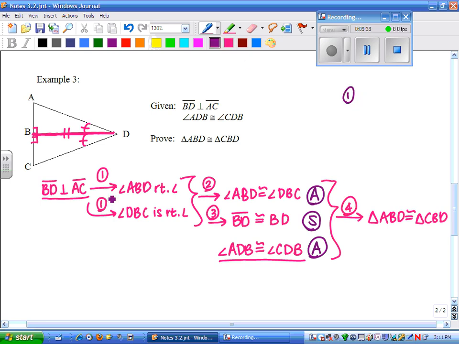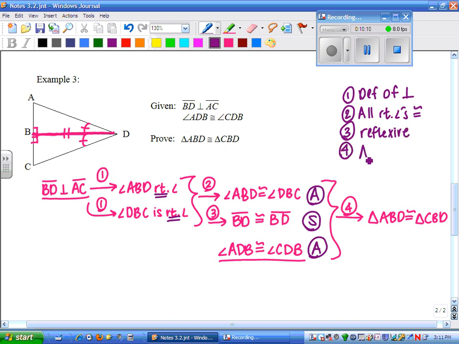All right, go ahead and do my reasons. Step 1, how do I know that the right angles form? Because I know the definition of perpendicular lines. 2, how do I know that these are congruent? Because they are right angles. All right angles are congruent. 3, how do I know that something equals itself? Because I know that it's reflexive. And step 4, how do I know that triangles are congruent? Because of angle, side, angle stated right here.